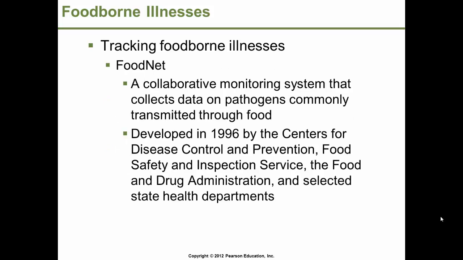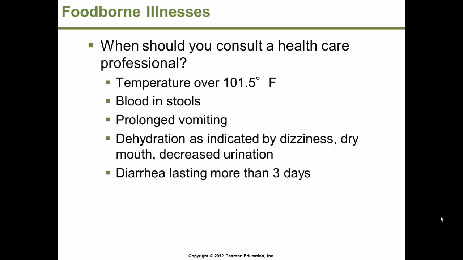There's FoodNet, which is a website for tracking foodborne illnesses. It's a collaborative monitoring system that collects data on pathogens commonly transmitted through the food. It was developed by the CDC in 1996. It was a collaborative effort also with the Food Safety and Inspection Service, the Food and Drug Administration, and some selected health departments. So there's a tracking mechanism for this.